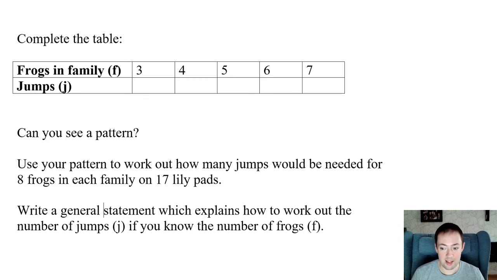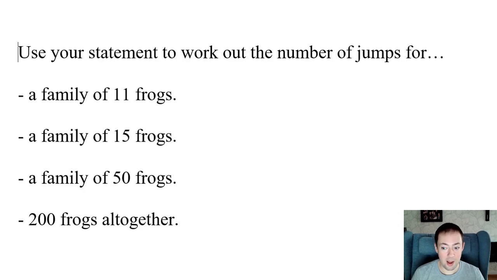Anybody who gets all this will then be able to use this statement to work out the number of jumps for a family of 11 frogs, a family of 15 frogs, a family of 50 frogs, and 200 frogs altogether.